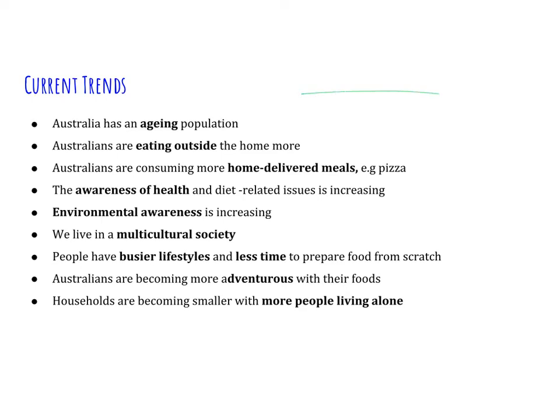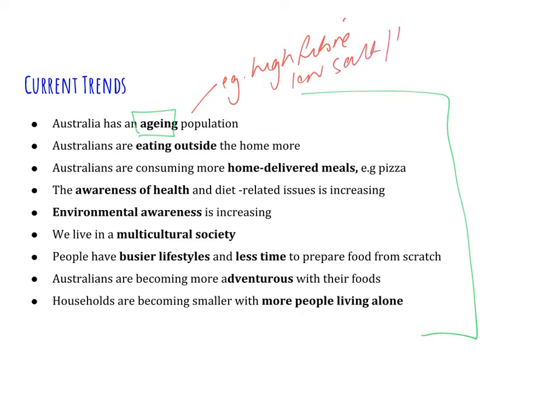Now, current trends link to these dot points as well. So Australia has an ageing population, Australians are living longer, and therefore food products need to be developed and are being developed to meet the needs of people who are in this elderly age bracket of the stages of the life cycle. So for example, high fibre foods, as well as low salt, low sugar, as well as single serves for the elderly who are living alone.